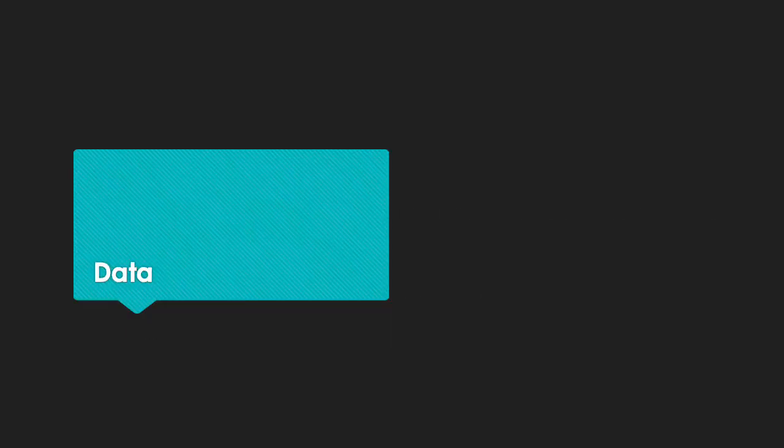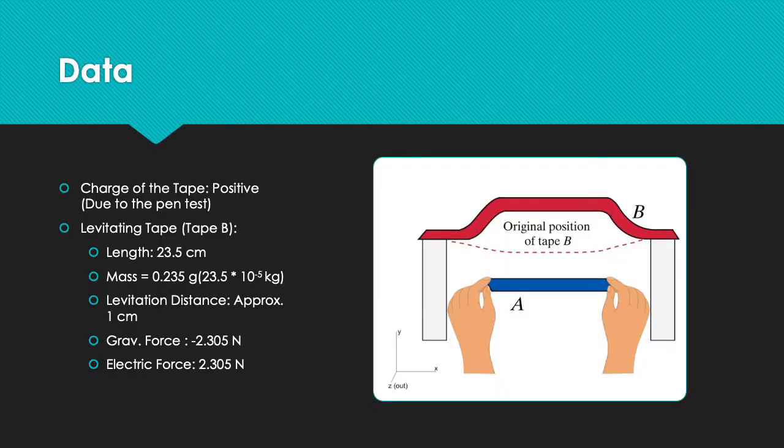So now let's move on to the data. As we determined, the charge of the tape is positive due to the pen test. In my variation, my tape B's length was equal to 23.5 centimeters. Its mass was 0.235 grams.